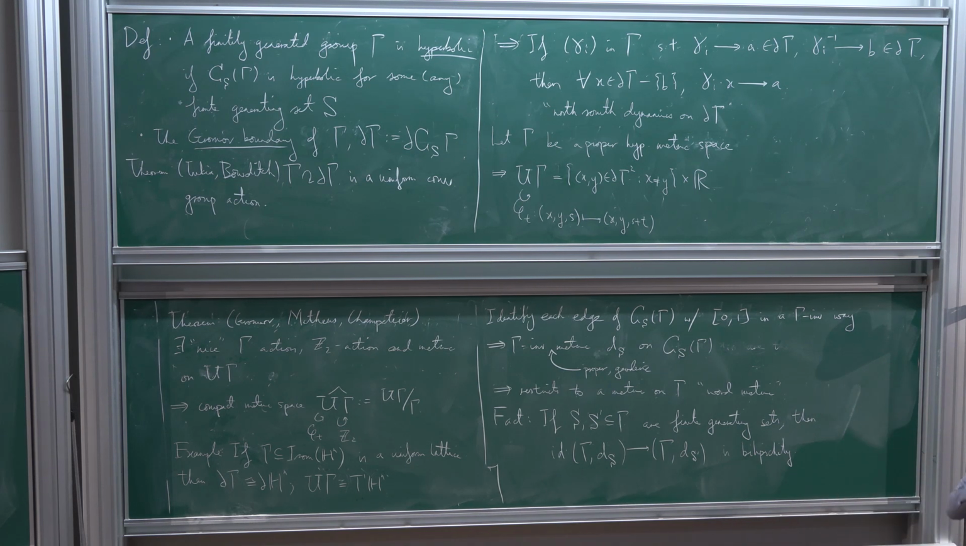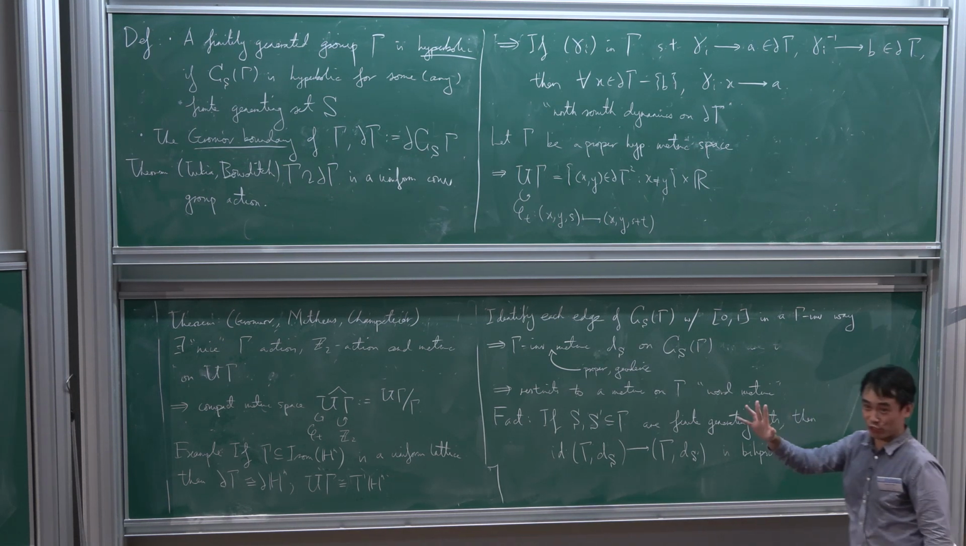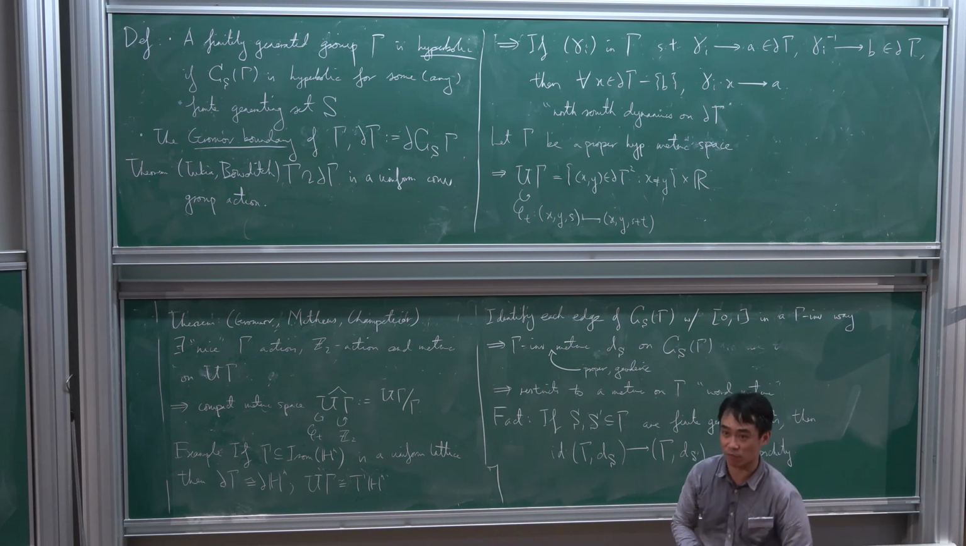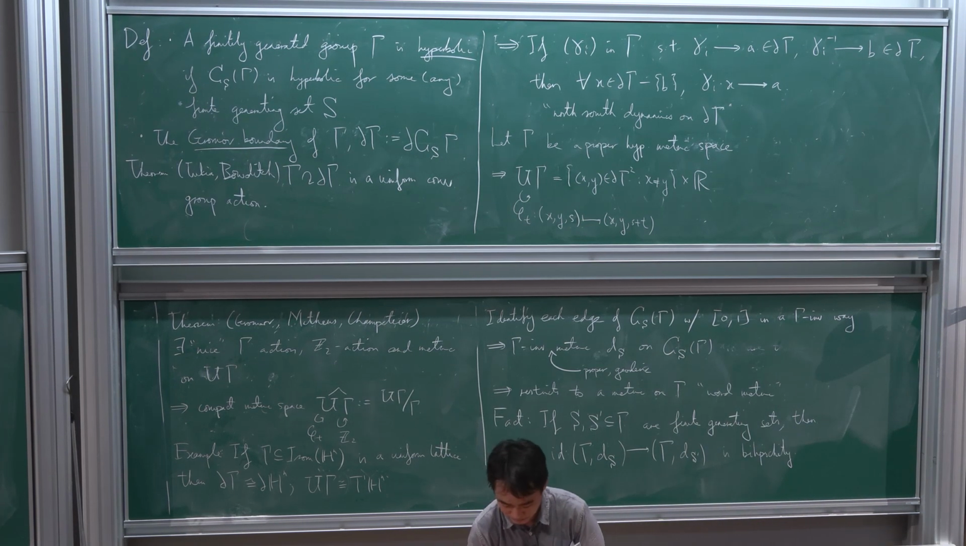I think I have 4 minutes left, so I won't attempt to push on to the next section. But maybe next time, for sure, I can give you the definition of Anosov representations, and we can discuss some other properties then. So I'll stop here. Thank you.